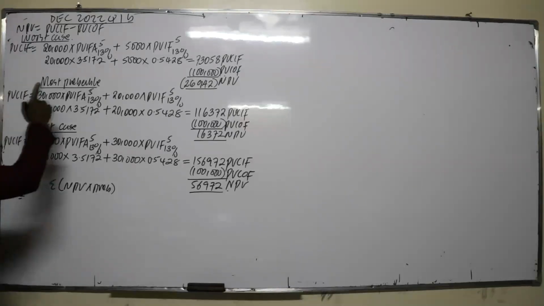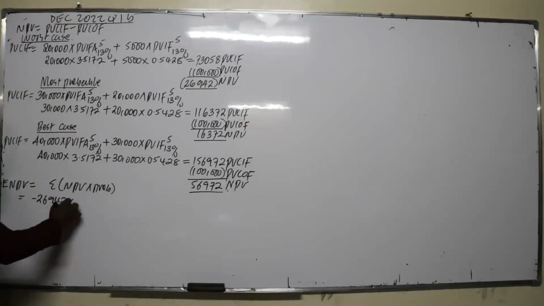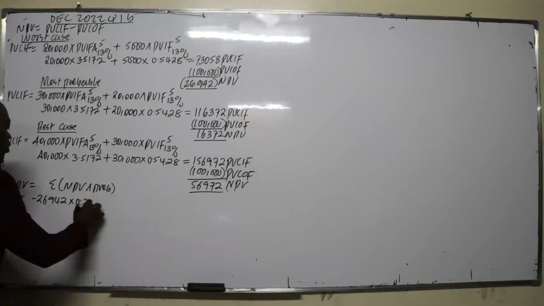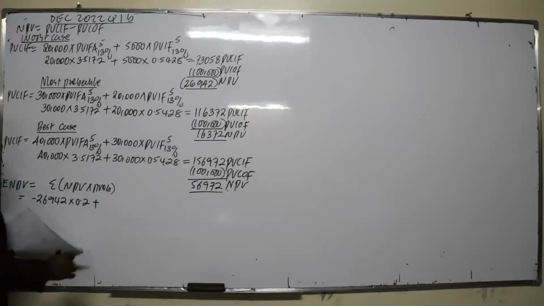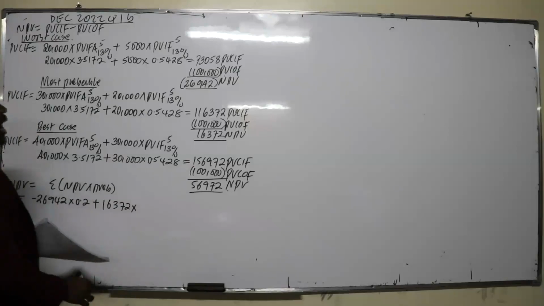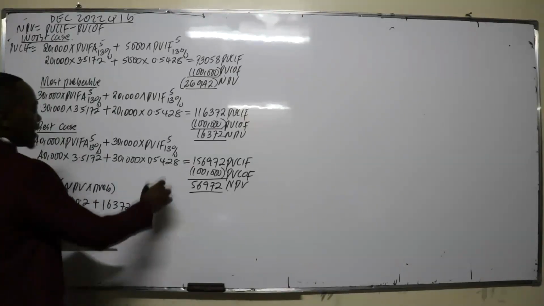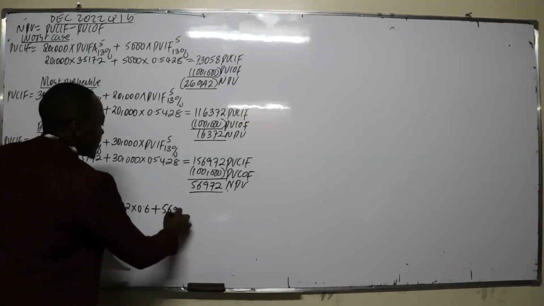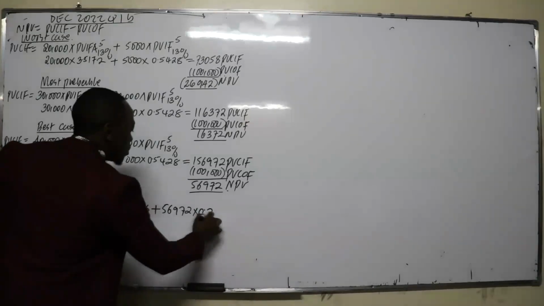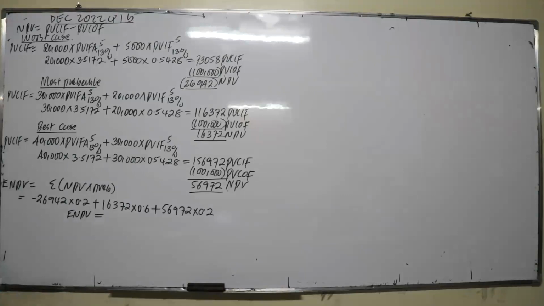So under worst case scenario, our NPV was negative 26,942. What's the probability of the worst case scenario? 0.2, plus the most probable, the net present value was 16,372. And the probability of most probable was how much? 0.6. And then lastly, 56,972, and the probability of this happening was 0.2. Oh, good. Now give me the expected NPV.